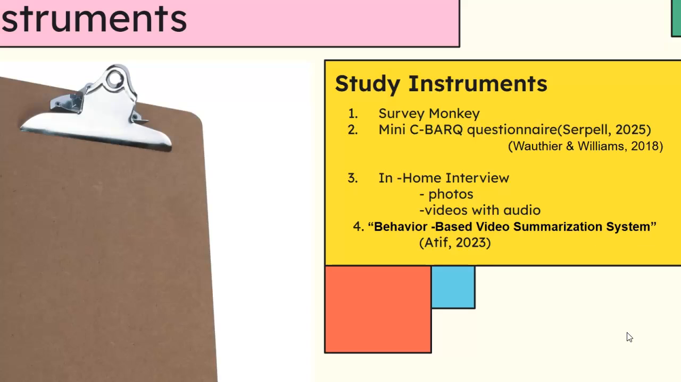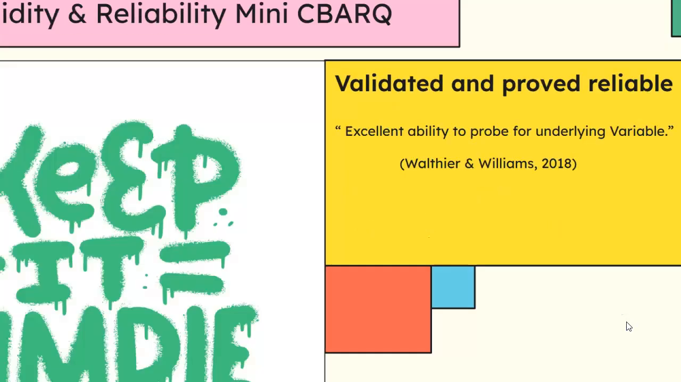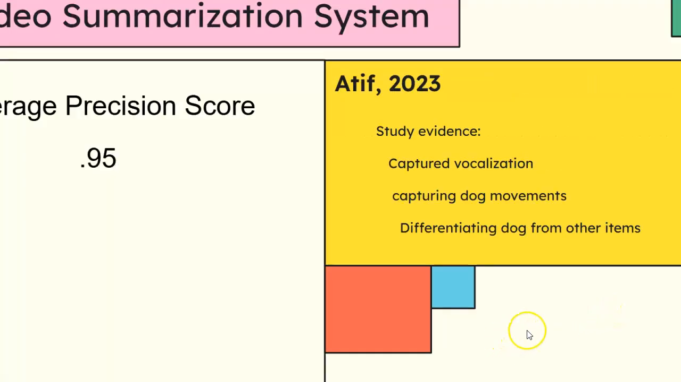We're going to do in-home interviews and video the inside of the home with something called a behavior-based video summarization system. That is the instrument that we're going to use to capture the behavior. It has a 95% precision score that it's capturing what we're looking for. We don't want a system that is picking up, let's say, the television instead of the dog.